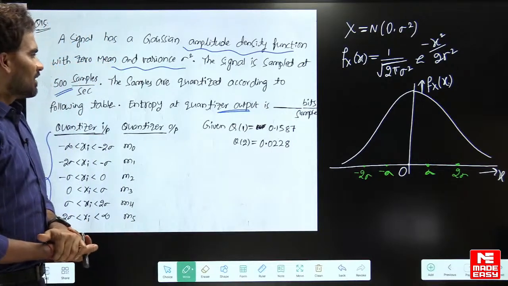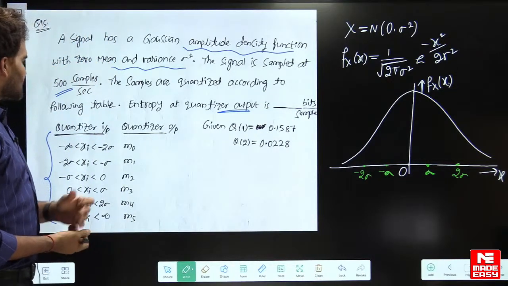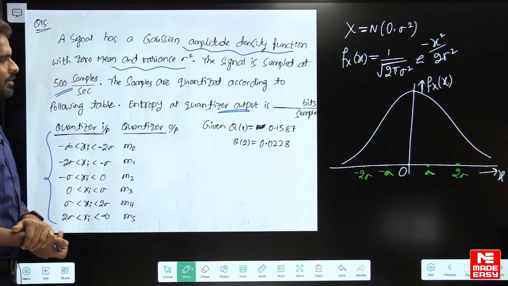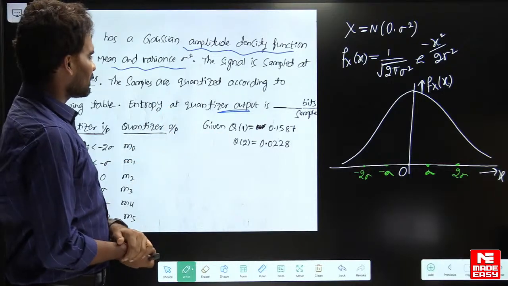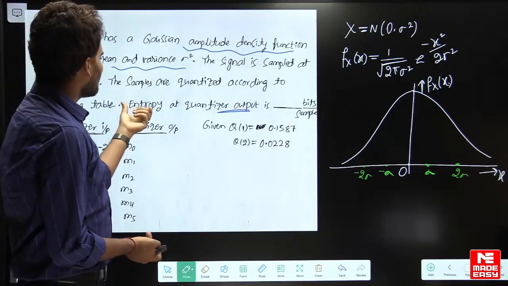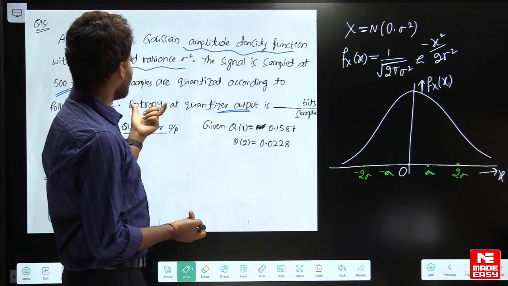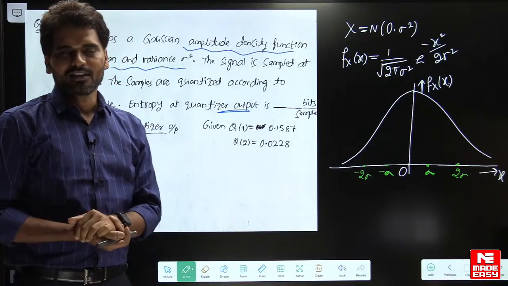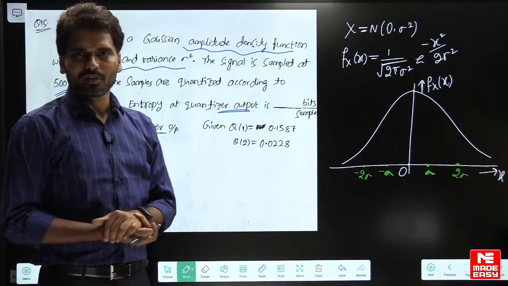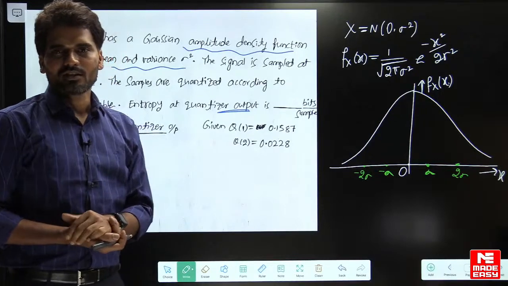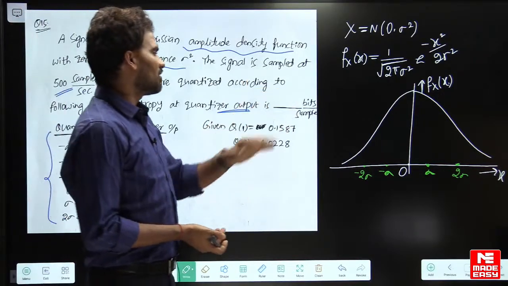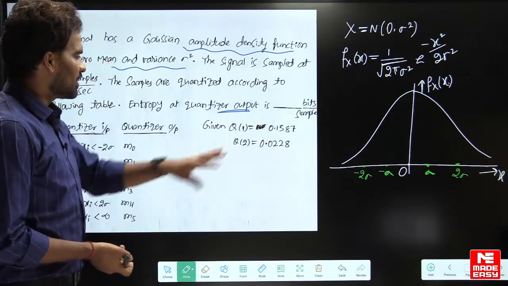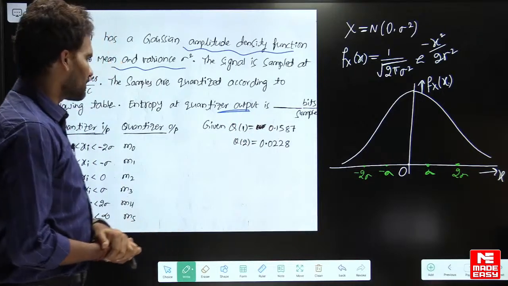Here quantization is done for the samples, so the samples are getting quantized. If you are doing coding of symbols, the units of entropy will be bits per symbol, and if you are doing coding of samples, the units of entropy you can write as bits per sample. The q1, q2 values are given here, so you can take the help of these values.